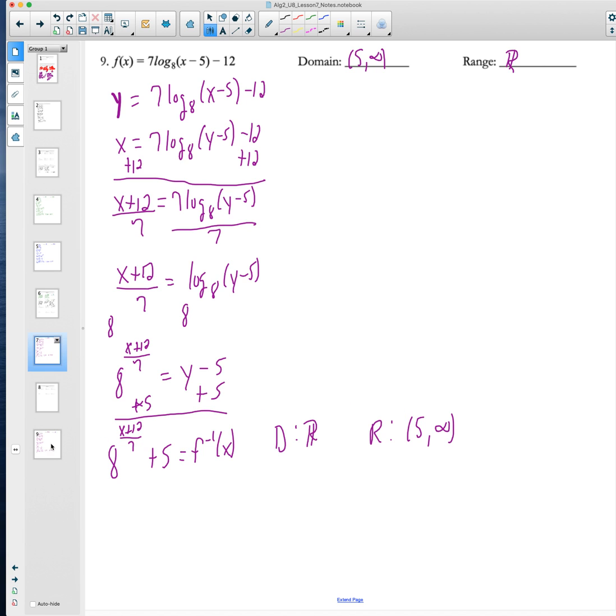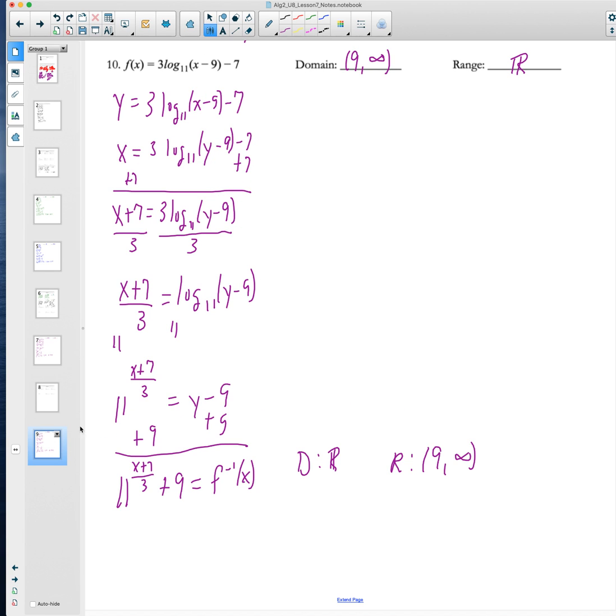All right, one last problem to wrap up today's lesson. Very similar fashion here. Hopefully you have the domain would be 9 to infinity. The range is all real numbers. So if we flip our domain and our range, x equals 3 log base 11 of (y minus 9) minus 7. First step, add 7 to both sides, then divide by 3. So we get (x plus 7) divided by 3 equals log base 11 of (y minus 9).